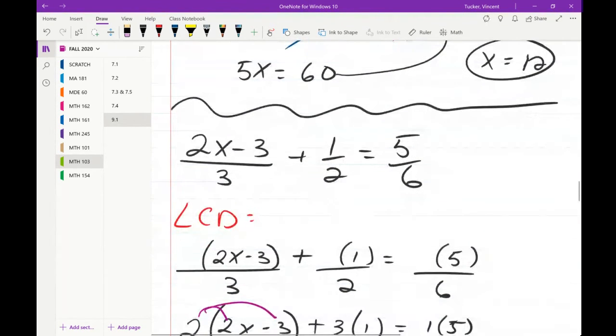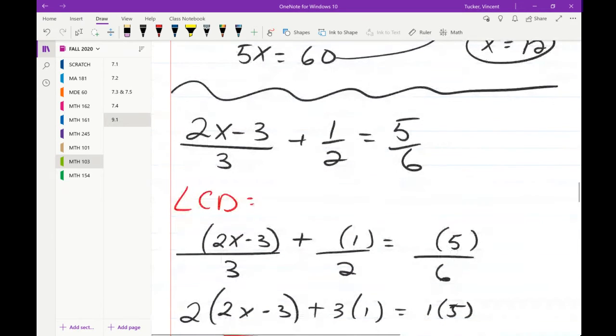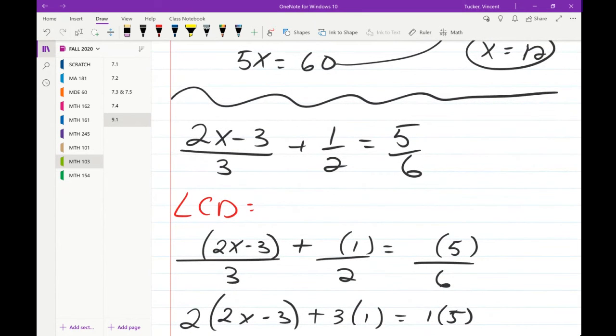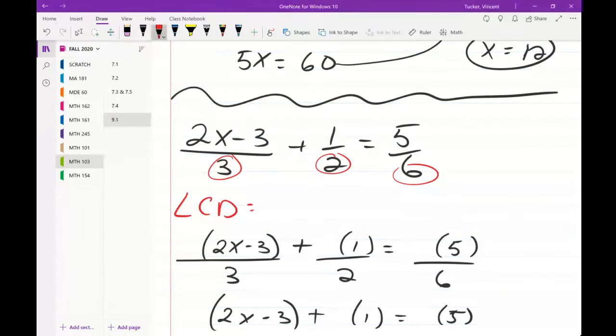All right, so looking at this next one, we have 2x minus 3 over 3. So the whole quantity of 2x minus 3 is over 3, plus 1 over 2 equal to 5 over 6. All right, so we need an LCD, and we're looking at the denominators of 3, 2, and 6. So we want the smallest number that 3, 2, and 6 get divided into evenly, and that will be 6 for us. 3 can divide into 6, 2 can divide into 6, and 6 can divide into itself.